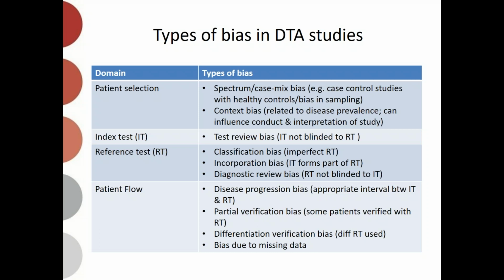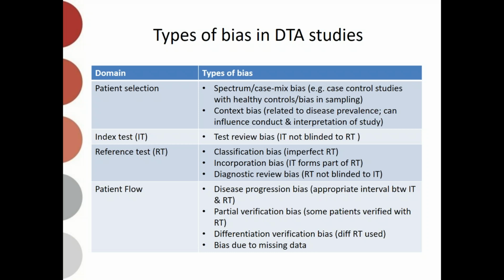Now, under the reference test domain, you have classification bias, and these are cases where you have an imperfect reference test. For example, in TB, or generally infectious diseases, where there are normally lots of cases of imperfect reference tests. Well, you want to compare the results of an index test to the best available test. But what do you do when the best available test is imperfect? How do you mitigate that type of bias as a result?